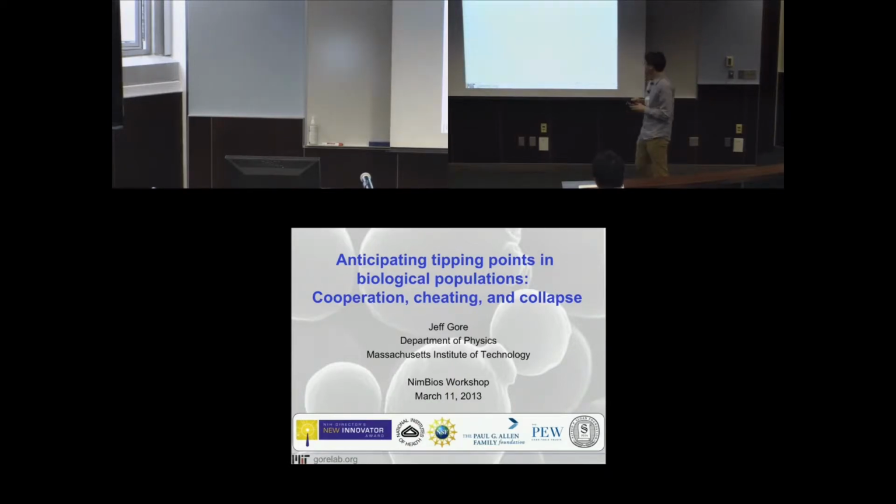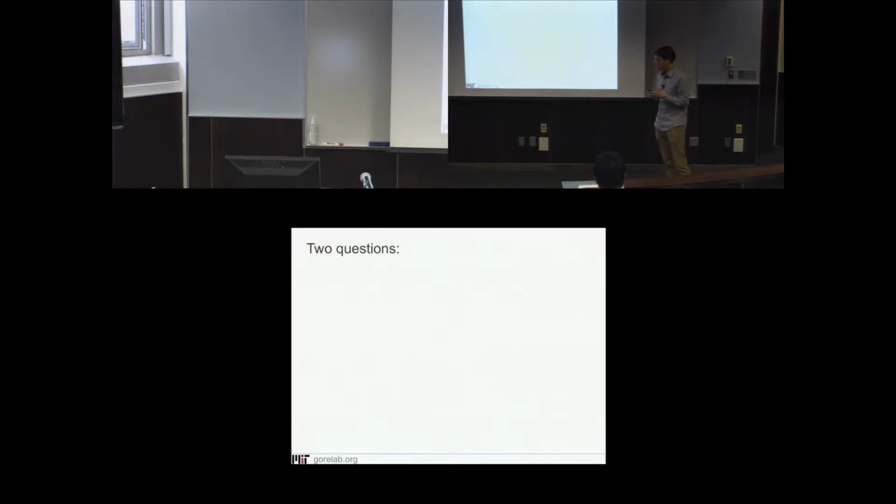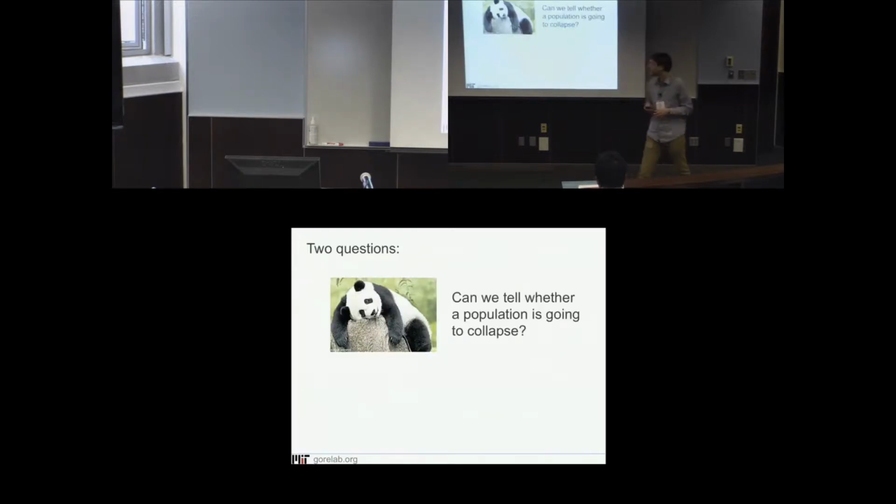The talk will focus mostly on this question of how you can anticipate sudden transitions or tipping points in biological populations. The idea is that natural populations can collapse suddenly in response to deteriorating conditions, and we'd like to anticipate that in advance.